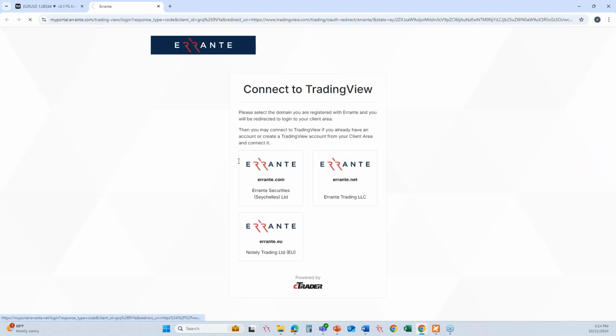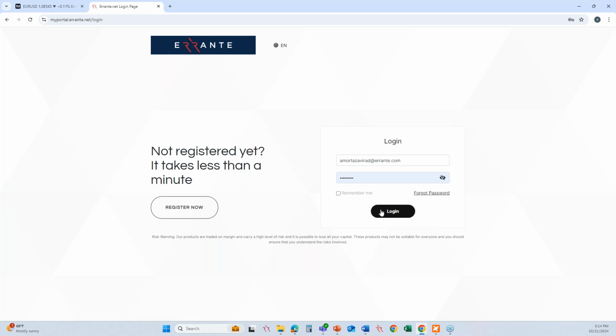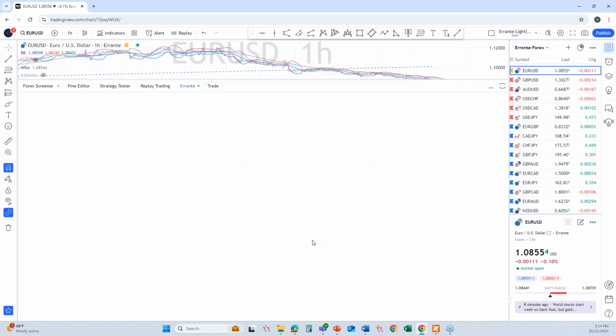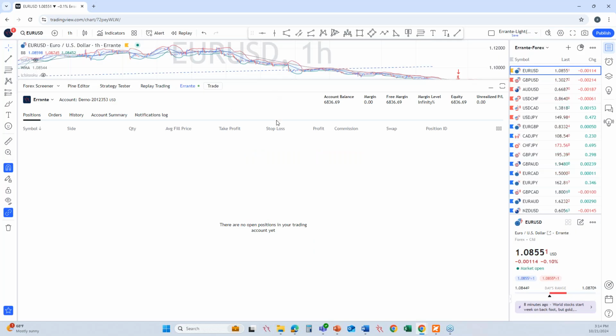With demo, you can just click on connect and then choose the domain that you are using based on your region, and then you just need to enter your credentials for Errante login, and then you see it's powered by cTrader. It means the account that you created in the first place on cTrader can get connected on TradingView as well, and then you just need to approve access. And here you go, you have your account connected.